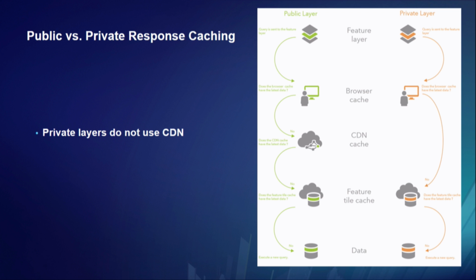To point out one difference between public and private layers: we're talking mostly about the public version here, but if you have layers in ArcGIS Online that you are not sharing publicly, that are private to your organization, we skip that content delivery network bit in the middle. So they don't get to take advantage of it. Browsers can still cache those requests, and the feature tile cache on our servers still works, but they don't get to take advantage of the CDN, just so you're aware.